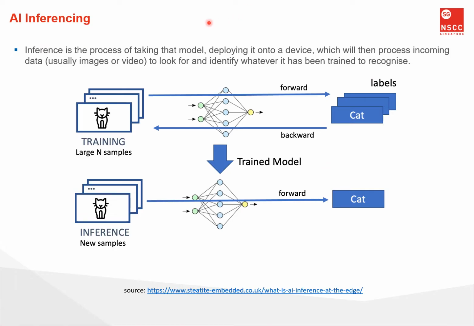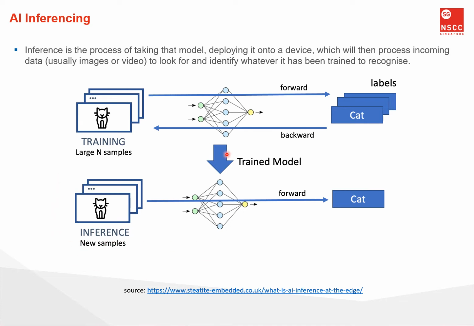So first of all, AI inference, or AI prediction, is actually the process of taking that model, deploying it onto a device, which will then process incoming data. Usually it could be images or video, or just normal structured data, and to look for and also to identify whatever it has been trained to recognize. So basically, it makes use of the new data to make predictions. So the AI inferencing part is actually the lower part here.